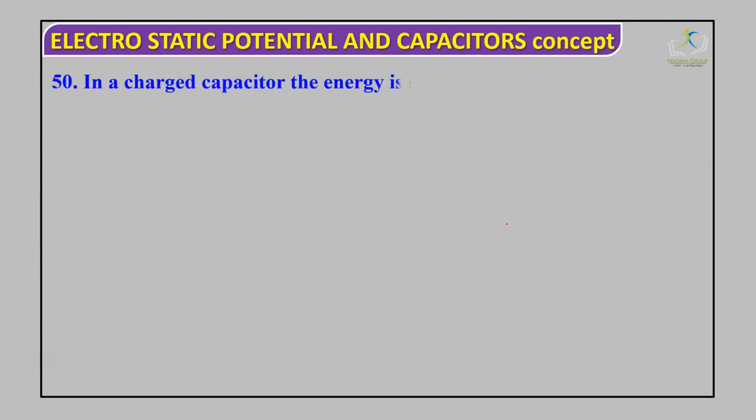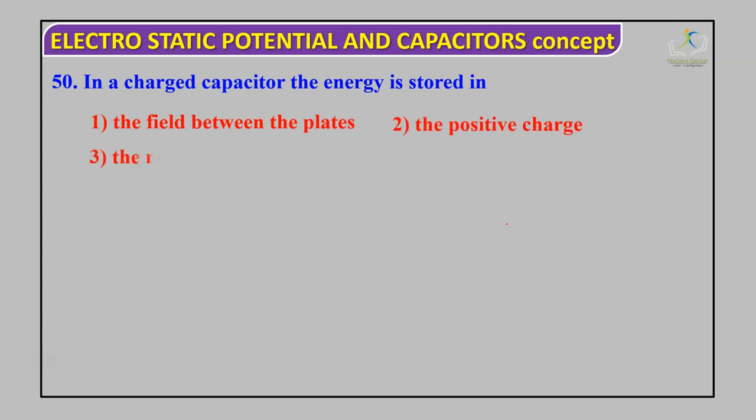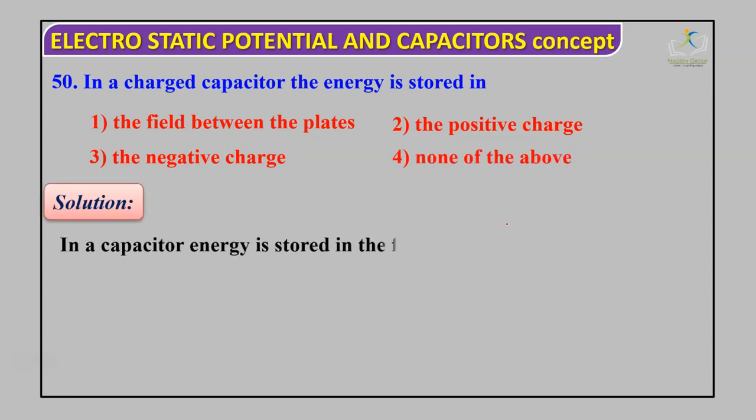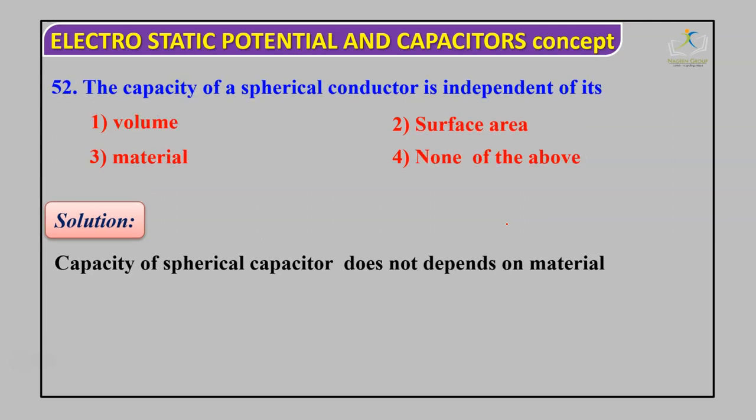Next question we have. In a charged capacitor, the energy is stored in the field between the plates, the positive charge, the negative charge, none of the above. The capacitor energy is stored in the field between the plates. According to this, we have the correct answer is material. Next question we have.